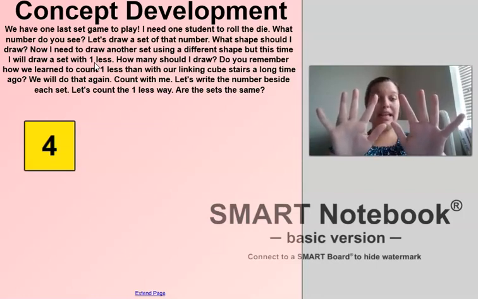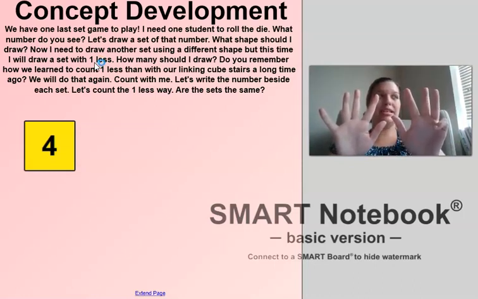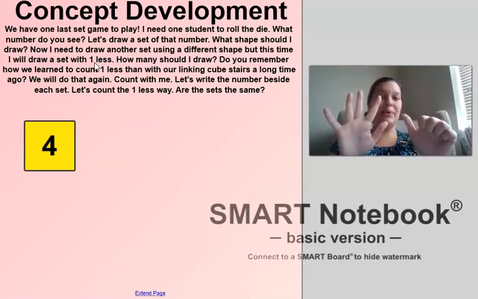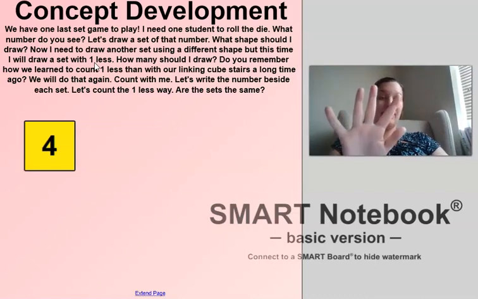Now we need to count down and count one less. Okay? So 10, 9. So 1 less than 10 is 9. 1 less than 9 is 8. 1 less than 8 is 7. 1 less than 7 is 6. 1 less than 6 is 5. 1 less than 5 is 4. 1 less than 4 is 3. 1 less than 3 is 2. 1 less than 2 is 1. And 1 less than 1 is 0. Great job.